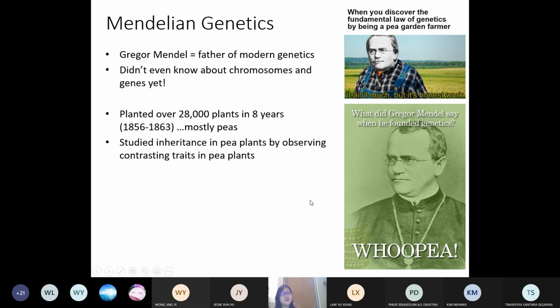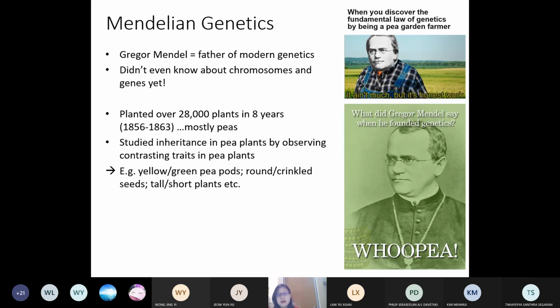And again, he didn't even know about chromosomes and genes yet, but he completely got the points of inheritance. He completely understood it. So whatever we know about classic Mendelian genetics so far, the dominant recessive thing, this is all his work. He did it mostly in pea plants, by the way. So you will see a lot of pea examples, P-E-A, no laugh, don't be immature. Yellow, green pea pods, round, wrinkled seeds, tall, short plants, purple, white flowers. He did it mostly in peas. That's why the examples we use are mostly peas as well.